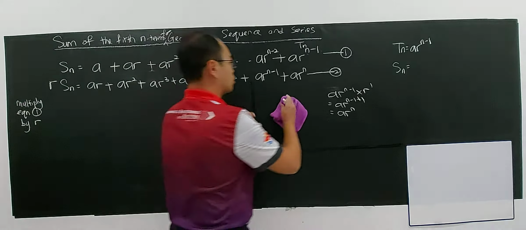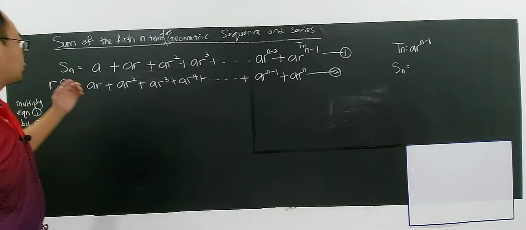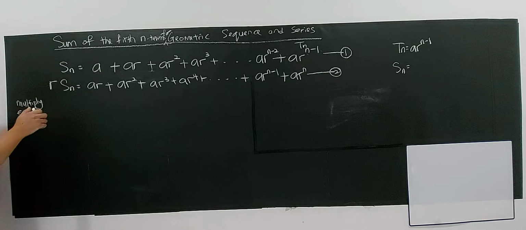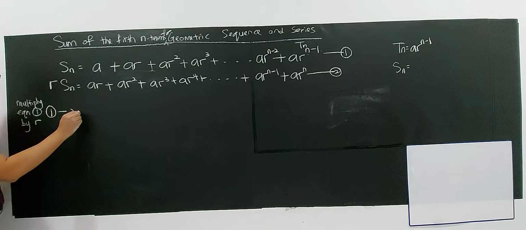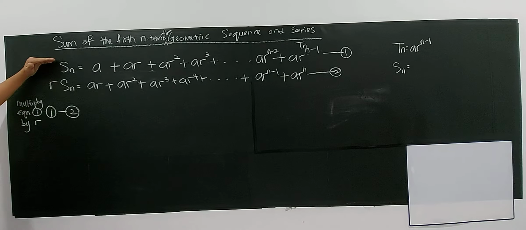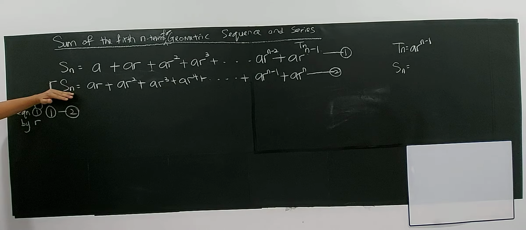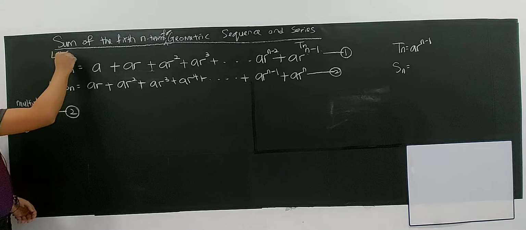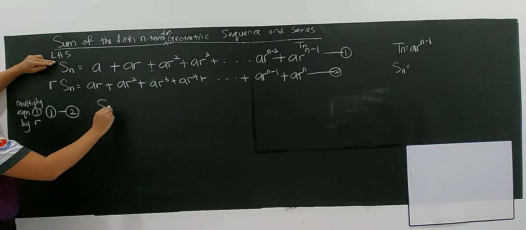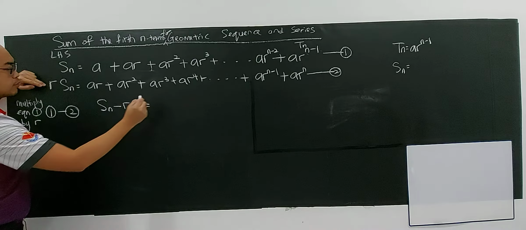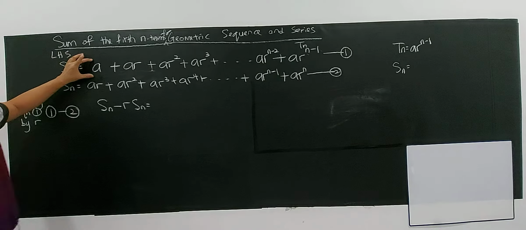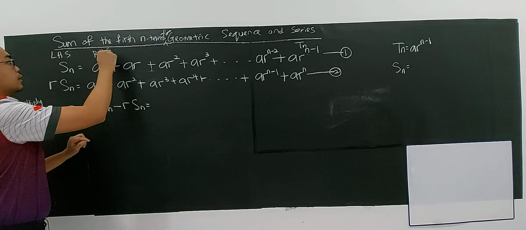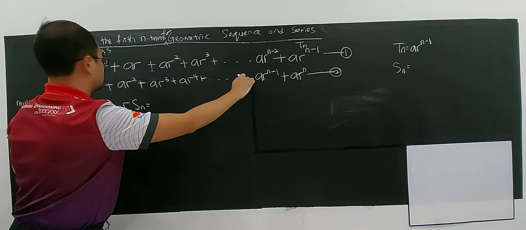How to get equation 2? The most important thing, the clue here, is that from this first equation, I multiply everything by R. Now, I try to take equation 1 minus equation 2. Equation 1 minus equation 2. So, if I minus, look at the left hand side. I take Sn minus R Sn, right? If I take this whole thing for the right hand side, I take this whole thing minus equation 2, right?